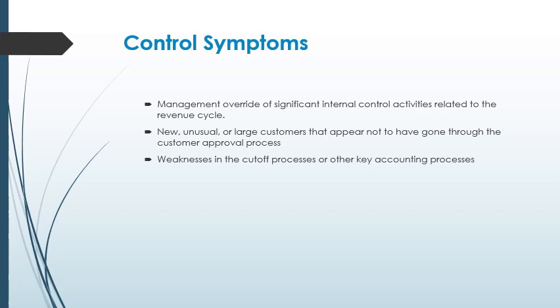So control symptoms include management override of significant internal controls pertaining to the revenue cycle, new, unusual, or large customers that appear to not have gone through proper customer approval processes, and weaknesses in the cut-off processes or other key accounting processes.